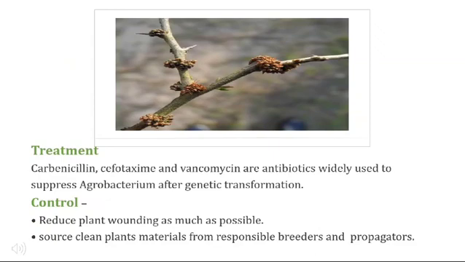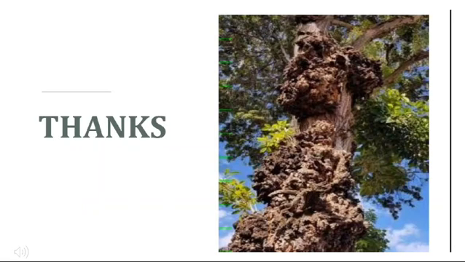Treatment. The antibiotics used to treat Agrobacterium tumefaciens in plants are carbenicillin, cefotaxime, and vancomycin, which are widely used to suppress Agrobacterium after genetic transformation. And the control measures are to reduce plant wounding as much as possible and source clean plant materials from responsible breeders and propagators. And these are the details about Agrobacterium tumefaciens.